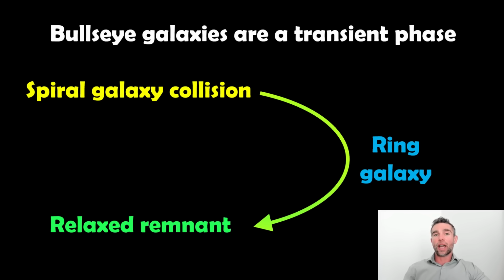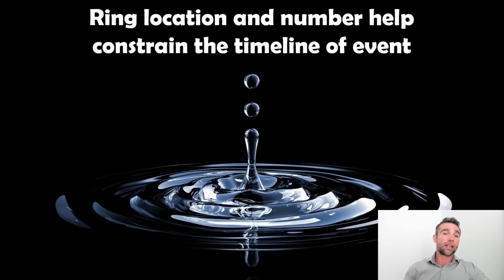If you have a small galaxy and a big galaxy, then it will pass through, cause these ripples, and it will still remain a disk-like galaxy at the end. It won't be a spiral galaxy, but it will be a kind of disk-like one. Now, the other interesting thing here is we can look at the ring locations and how many rings there are, and it can help us constrain when that merger event occurred.